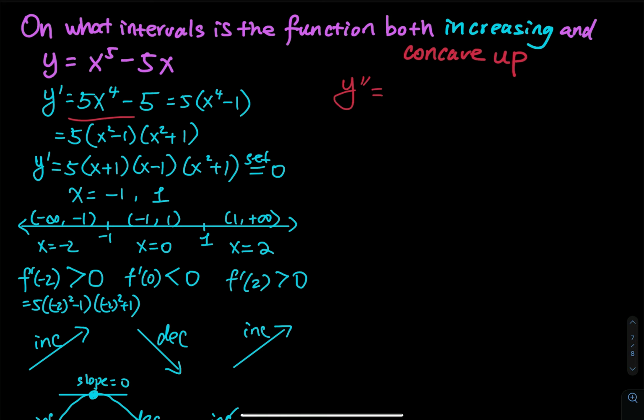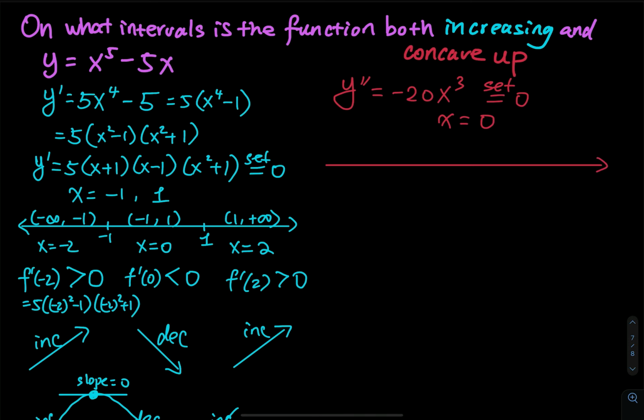So what's the derivative of this? The derivative of this is equal to negative 20x to the third. That's it. The derivative of -5 is 0. So this is negative 20x to the third. And then for concavity, you also need to set that equal to 0. And then that tells me x is equal to 0. And then you draw another interval.